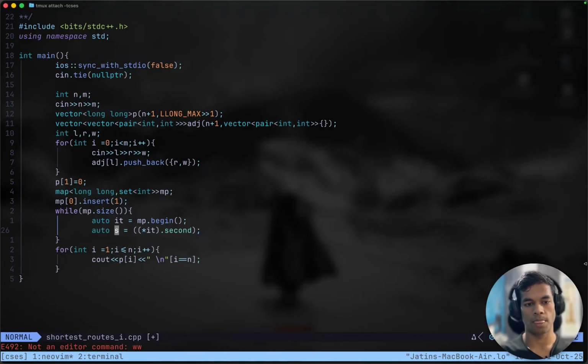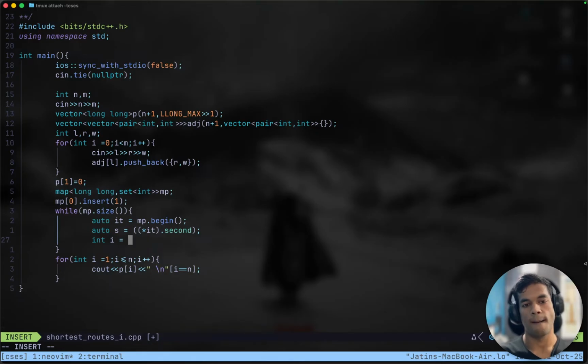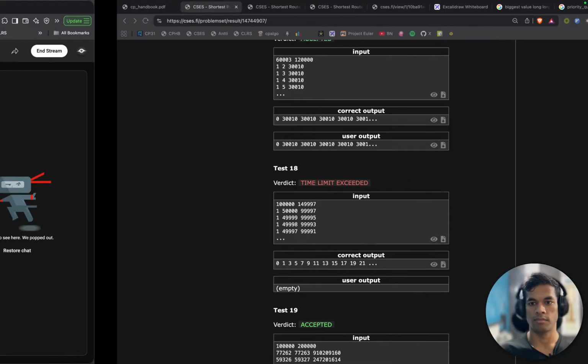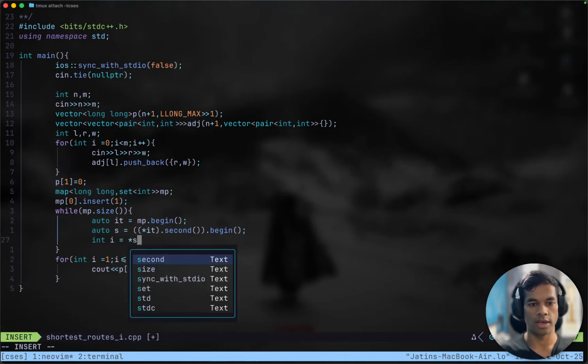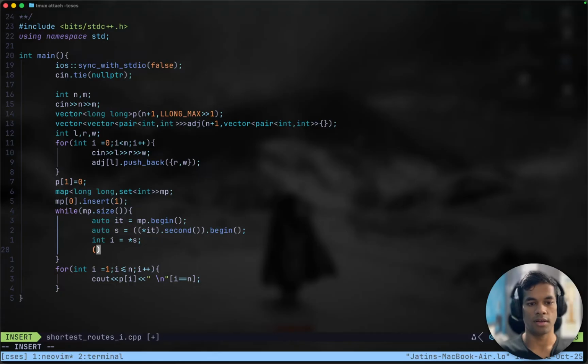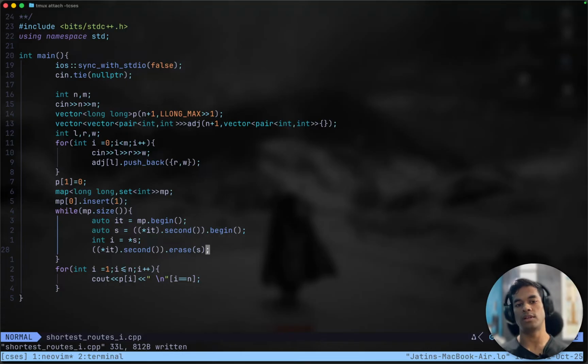We will call this S as in set, and int I equals S is a set, but we are getting its begin thing. Wait, do we use the brackets here or don't we? I don't know. So IT go to S, get the value at this place, and then remove this value from the set, for which we have to go to IT dot second, which is a set, and in this set dot erase S. And now when we have erased S, we need to know the size of this set. And if the size is 0, we delete this key.